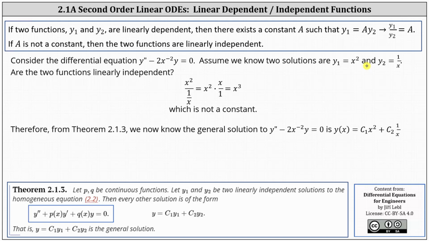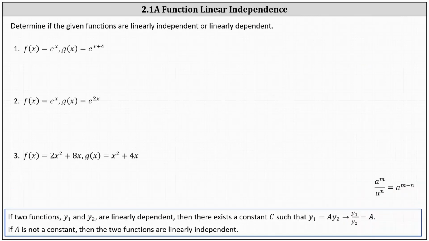And now let's get some additional practice on determining whether two given functions are linearly independent or linearly dependent. Here we're asked to determine whether the given functions are linearly independent or linearly dependent. For number 1, we have f of x equals e to the x and g of x equals e to the power of x plus 4. We can either divide f of x by g of x or g of x by f of x. I'm going to go ahead and divide f of x by g of x.